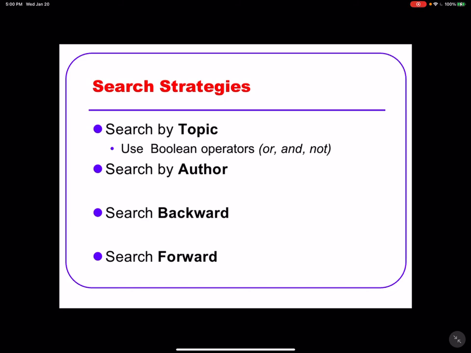The other way you can do it is search by author. And I talked about that a little bit when I talked about the substantive articles and the popular articles. Sometimes a news source or something will drop a name of a researcher that's really big in a certain area. So you can search that author's name and look at all the publications that they have written.